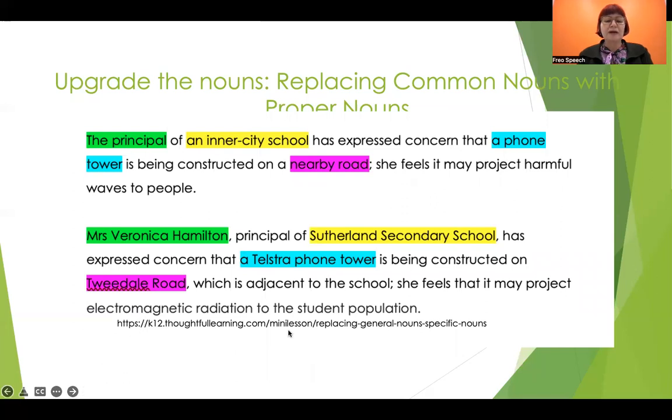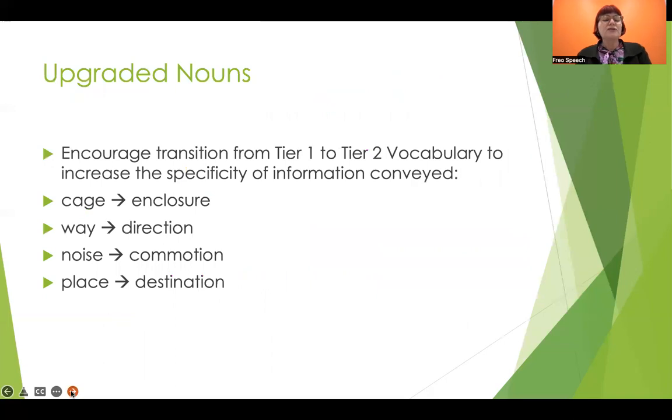And there's a website here, Thoughtful Learning, replacing general nouns with specific nouns. So again, in the texts, I looked at every opportunity that I could to upgrade nouns. And it was so interesting. I wrote the scripts, and then I rewrote them, and then I edited them first and second time and a third time, and even by the fourth time I was still finding opportunities.